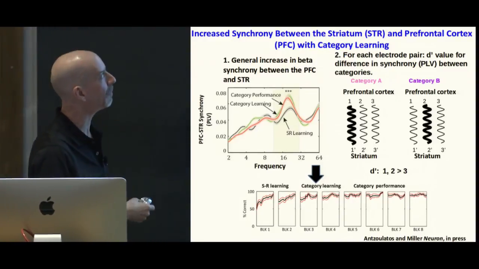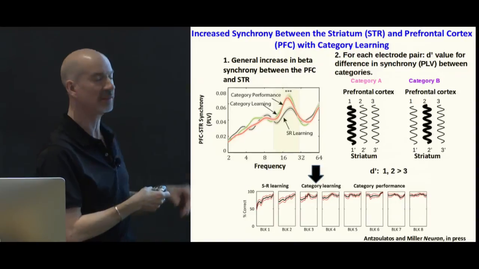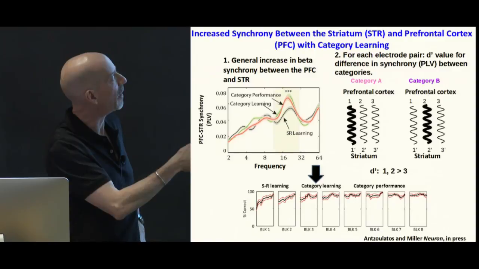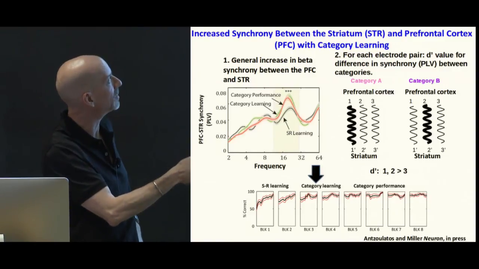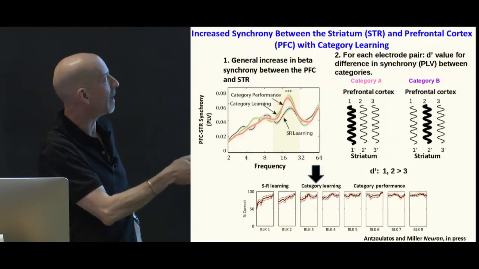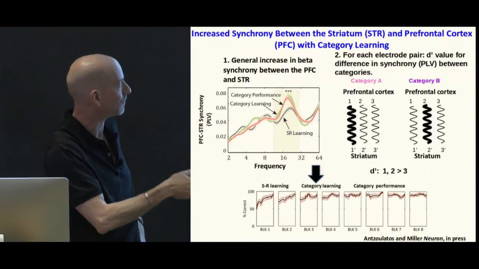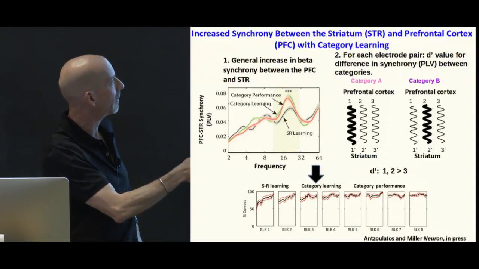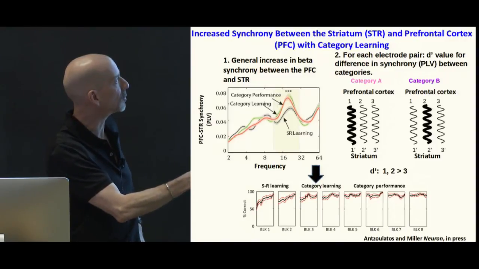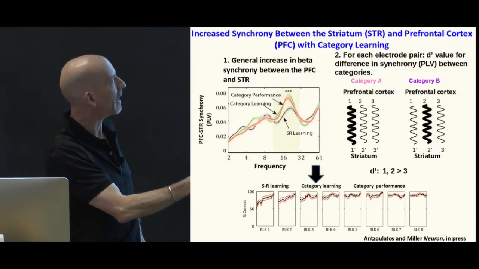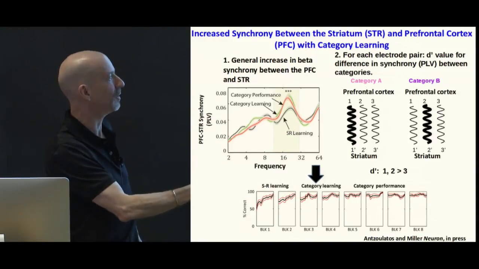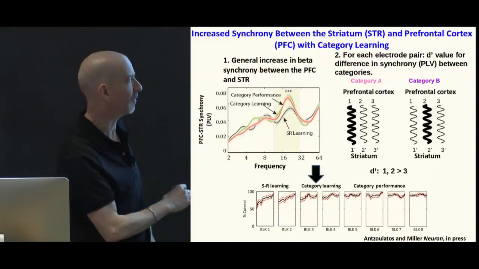For each electrode pair, we computed d prime values, a measure used by Diane and Abbott, for the difference in synchrony, in the phase locking values, between the two categories. So what do we have here? We have three different electrode pairs. Pair 1 shows a stronger synchrony between the prefrontal cortex and striatum for one category. Pair 2 shows a stronger increase in synchrony for category B, and pair 3 shows no change at all. So the d prime will be larger in pairs 1 and 2 than 3. Very simple, very straightforward.